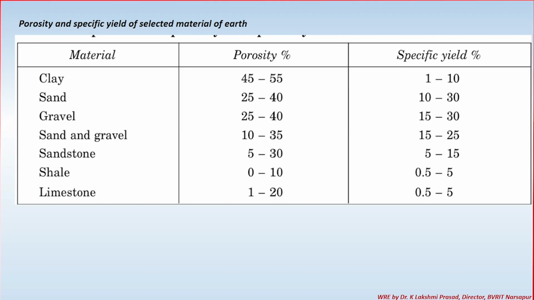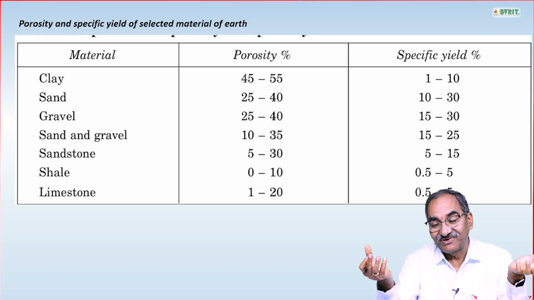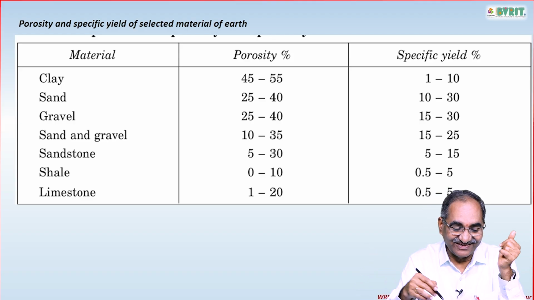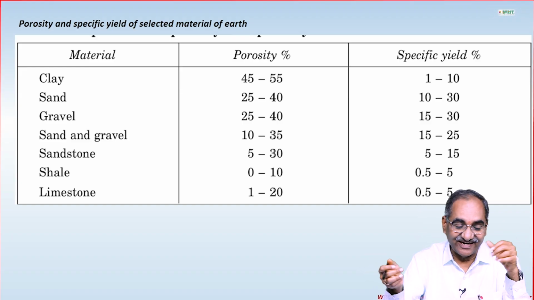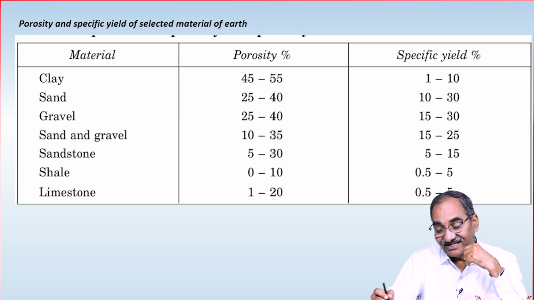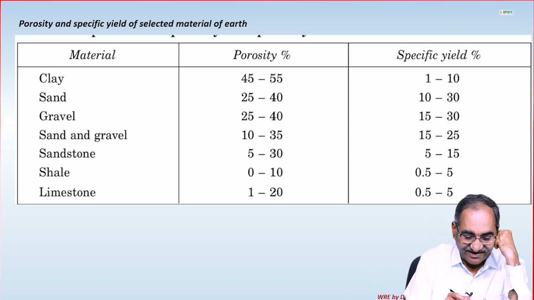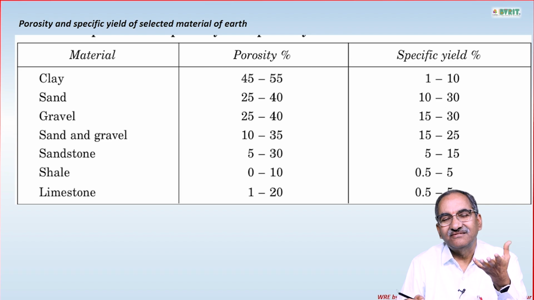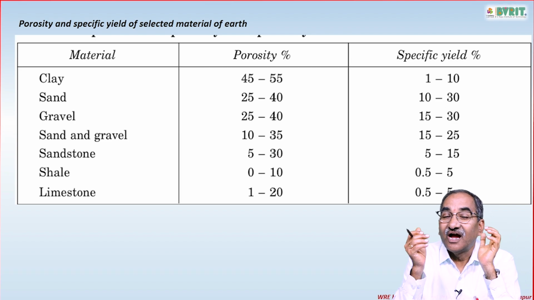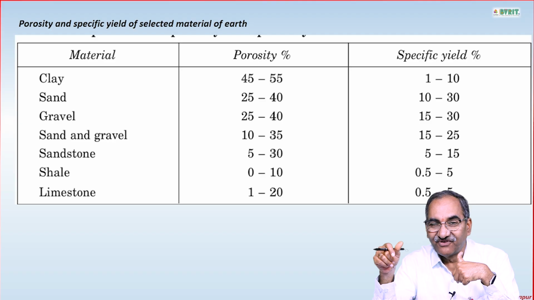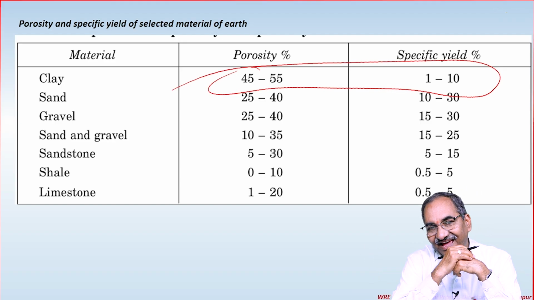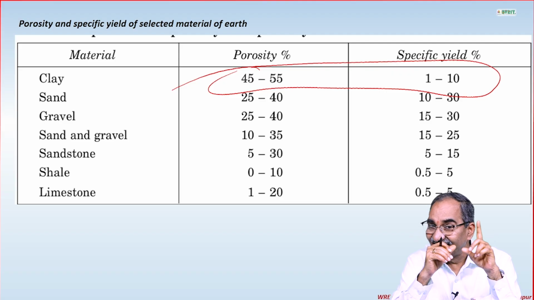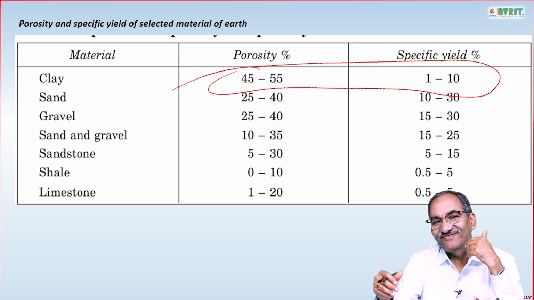But you see specific yield, how much it yields? Very less actually. Whereas sand can hold up to 40%, but it can drain off 30%. Sand and gravel hold up to 35%, and can drain off up to 25%. Sandstone holds 5 to 30%, drains 5 to 15%. Shale holds up to 10%, out of which 5% can be drained. Limestone holds up to 20%, but drains up to 5%. But clay can take up to 50%. So porosity of clay is very high, whereas specific yield of clay is very, very less.